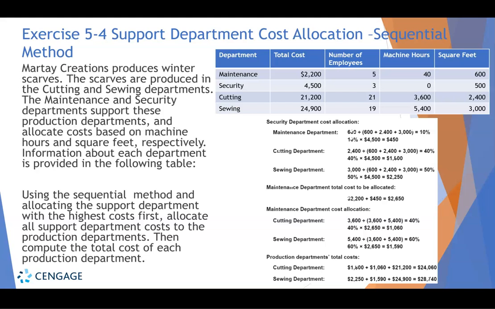So you see now the cutting department will have its $21,200 cost, along with $1,600 from the security department and $1,060 from the maintenance department. The sewing department will have its $24,900 in costs, and then $2,250 from the security department and $1,590 from the maintenance department.